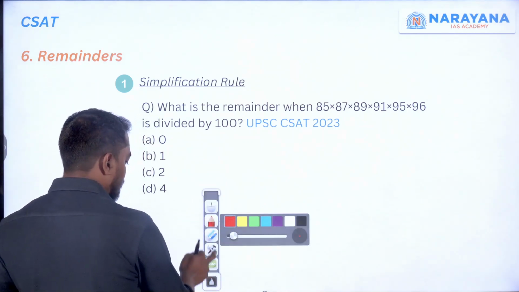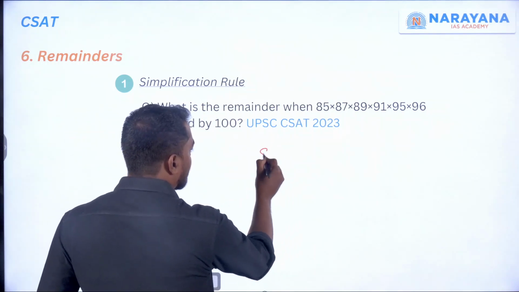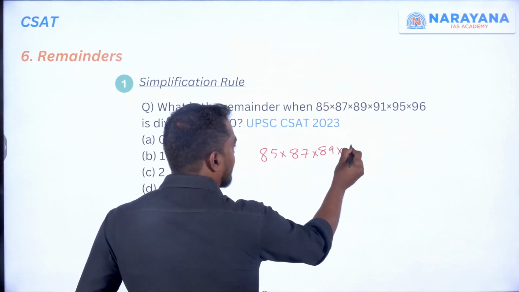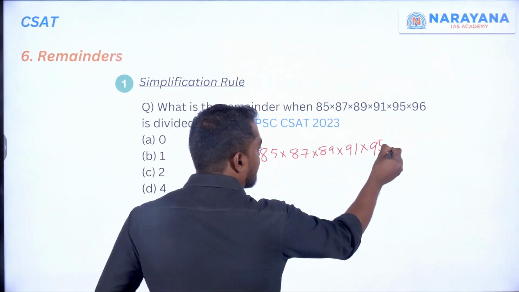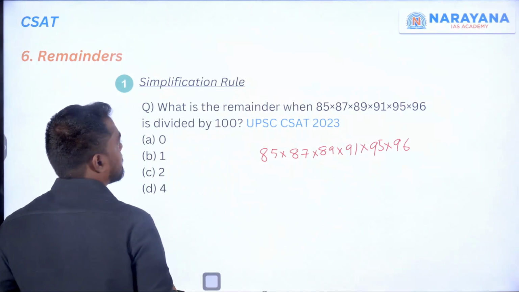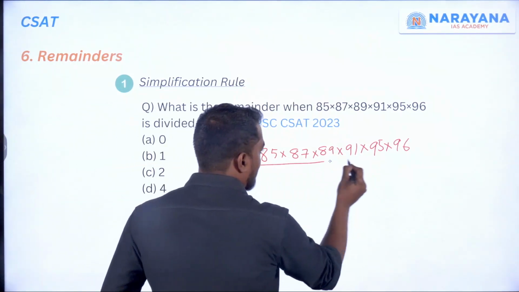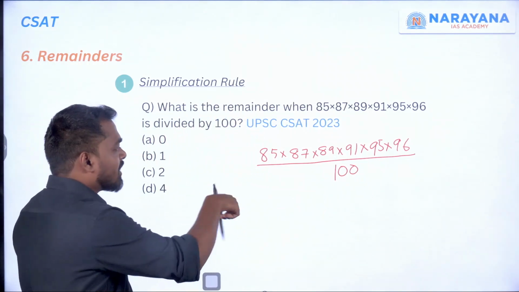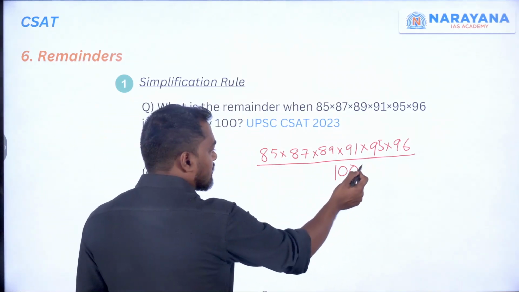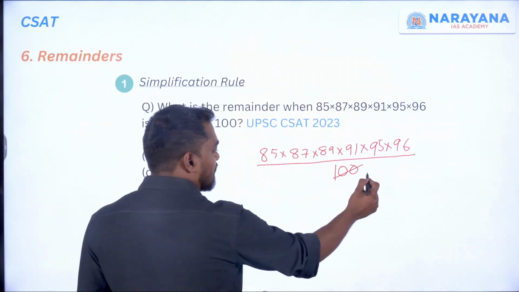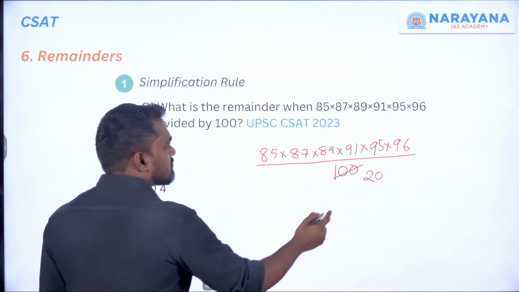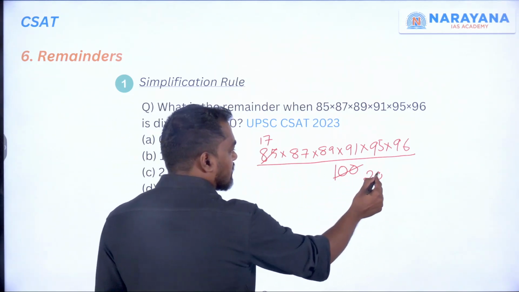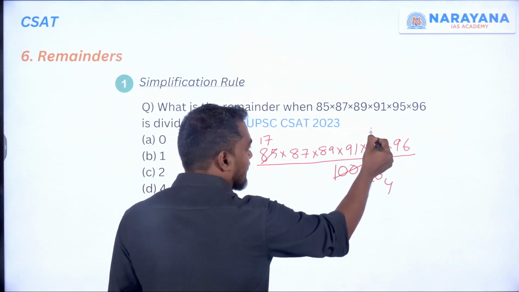Okay, let's solve this one. So what is the given expression? 85 into 87 into 89 into 91, 95 into 96 divided by 100. Try to find any common factors. 100 can be divided with 5. So 5 20s are, 5 17s are. Again 5 4s are, 5 19s are.